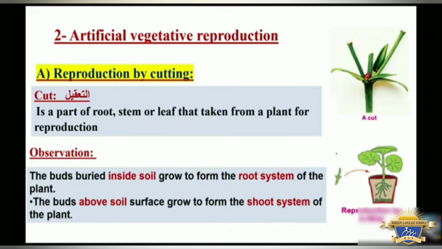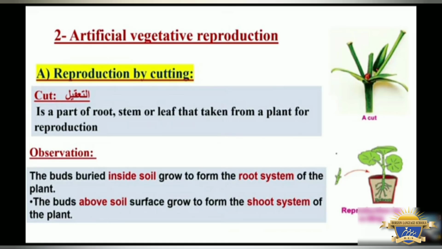Number 2. Artificial vegetative reproduction. It takes place in four ways: cutting, grafting, tissue culture, and layering. We will study the first three ways only. Number 1. Reproduction by cutting. What is the meaning of cut? It is a part of root, stem, or leaf that is taken from a plant for reproduction.